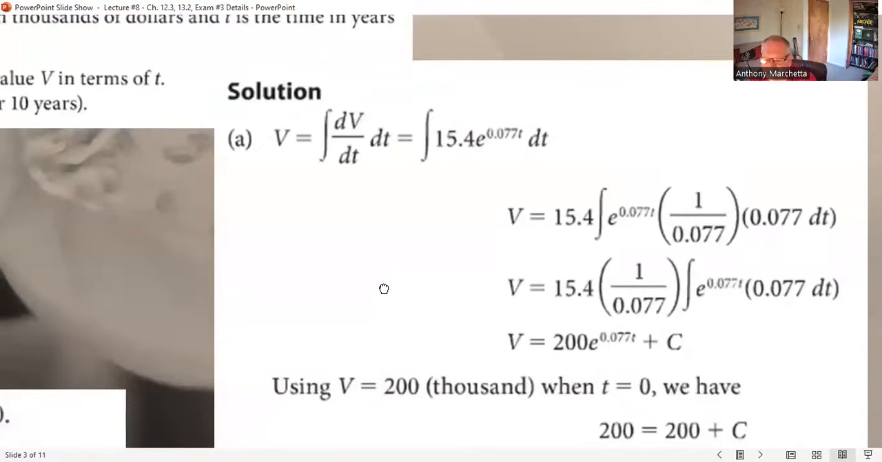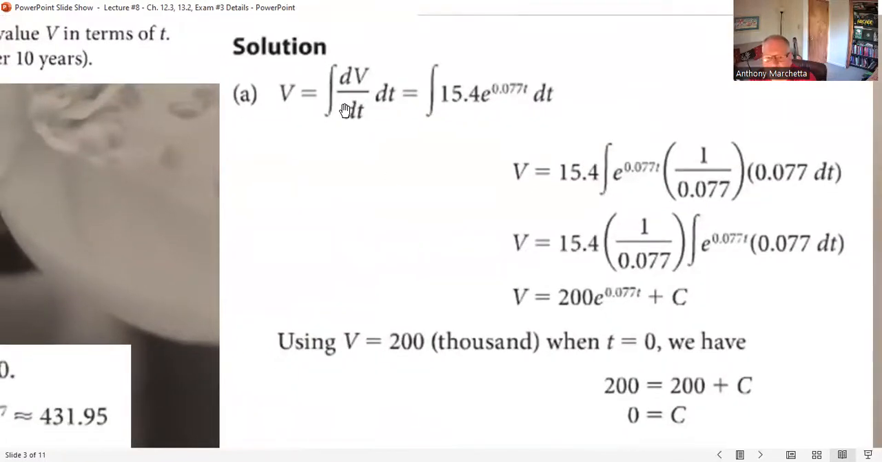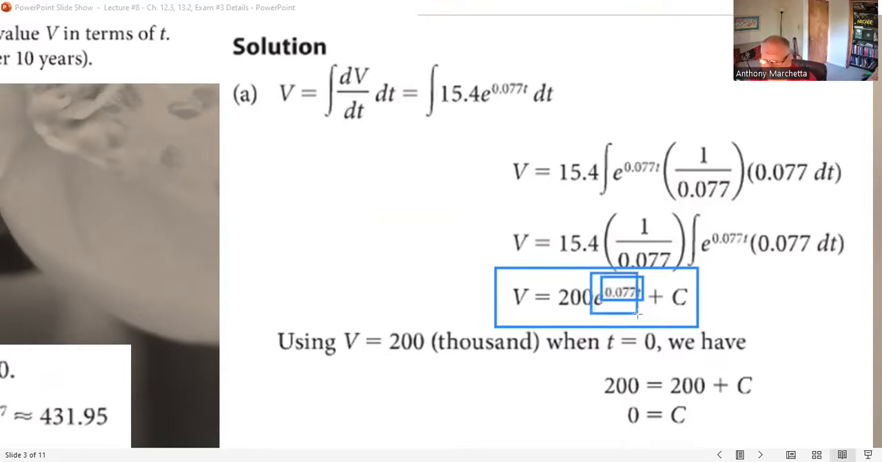So we can take this equation here and in the position of the t, put a 0. If you put a 0 there, 0 times 0.077 is 0, and e to the 0 makes a 1, which means that that makes this whole thing just 200. That's why you see 200 here. You see 200 here because we told you that it was 200,000 at year 0. That's why it's 200, because v is in thousands.